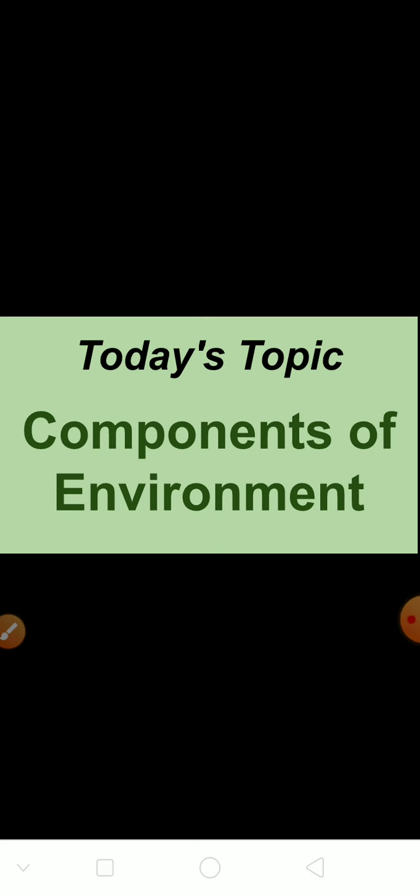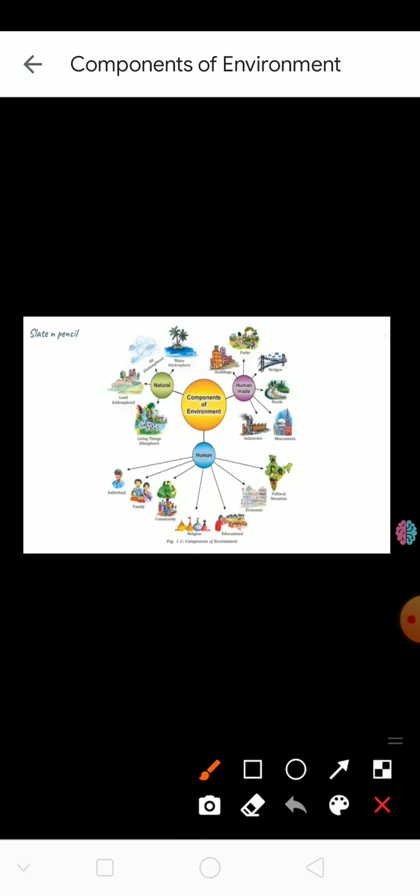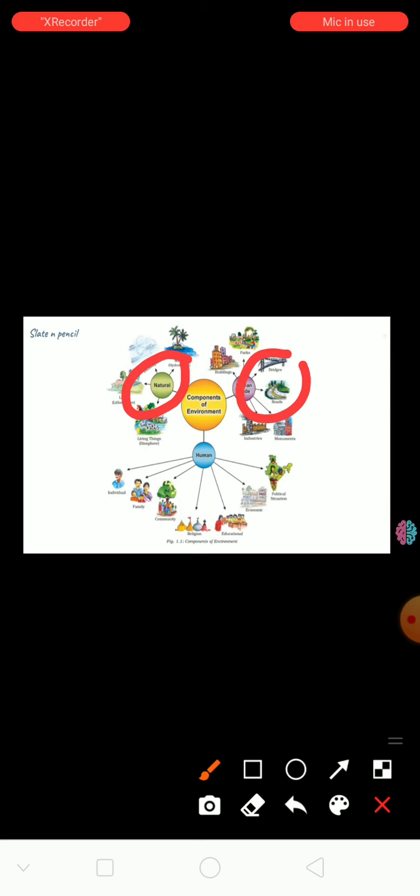Today's topic: components of environment. In this session, I will talk with you about the components of environment. In this diagram, we can see the components of environment are divided into three parts: natural, human-made and human. So these are the components of environment.